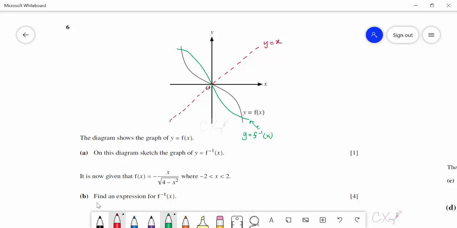Now we go to part number 2. For part B, they are now giving us the function itself and also the domain. The domain will be from -2 until +2. They want us to find the inverse function. So now I will do it here. Usually how I start is that I will let y equal the original function.